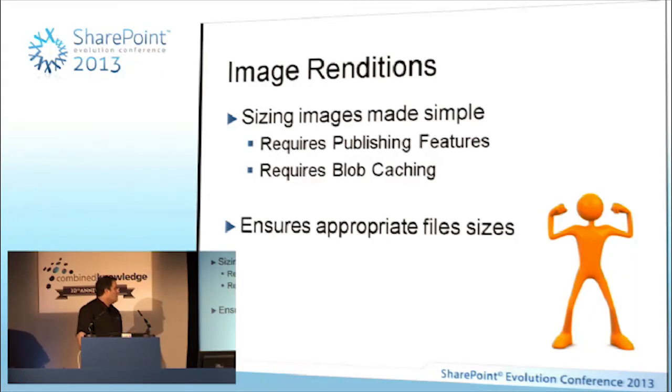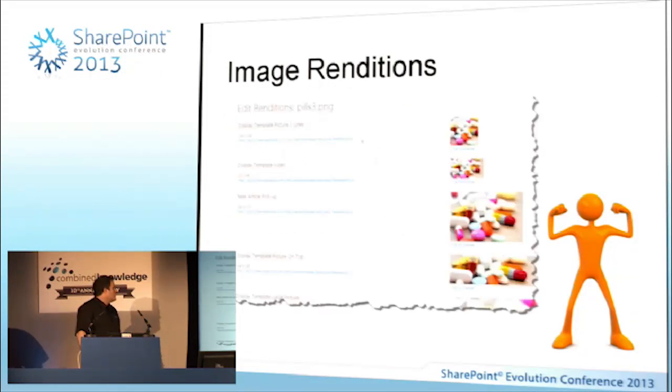There are some requirements there. We must have publishing features turned on, and you must have blob caching enabled in your farm. Obviously, there is an impact to the farm by turning on blob caching. You need to consider the disk requirements and the impact that's going to have on your web front-end servers. But it does ensure appropriate file sizes are delivered to the end client.